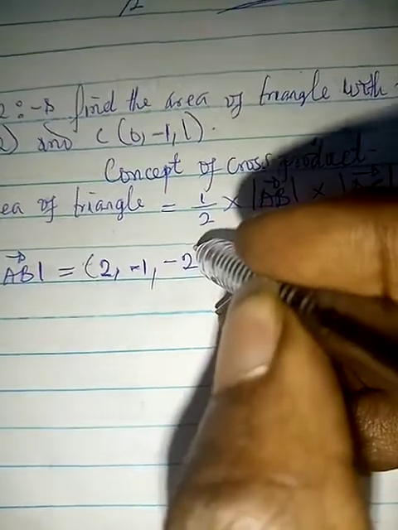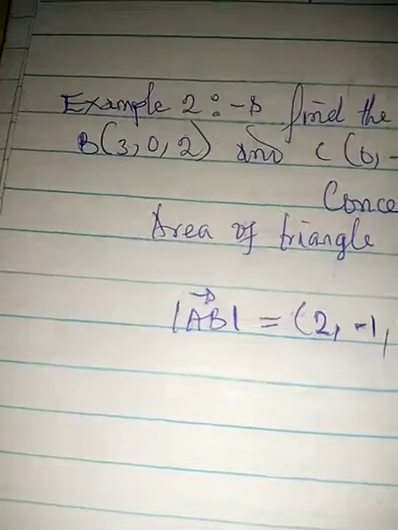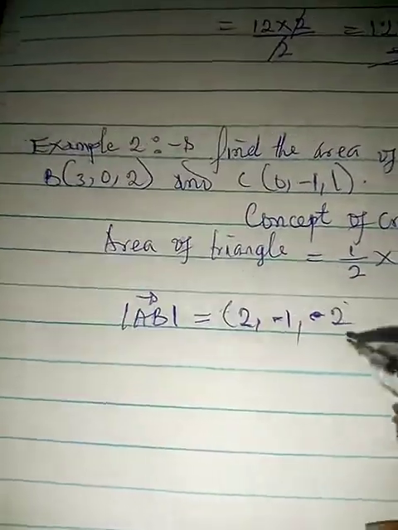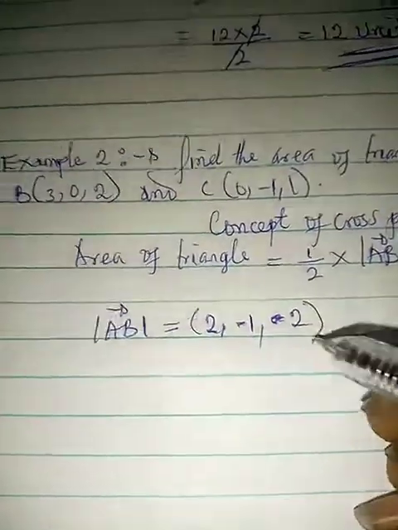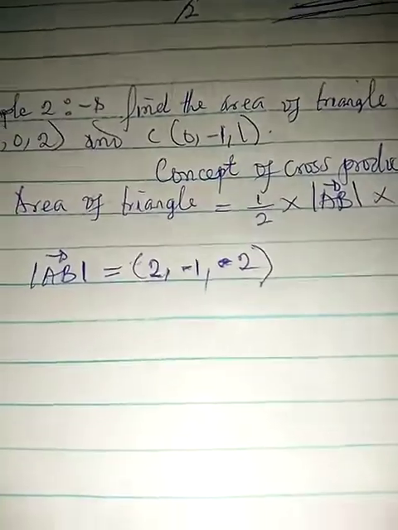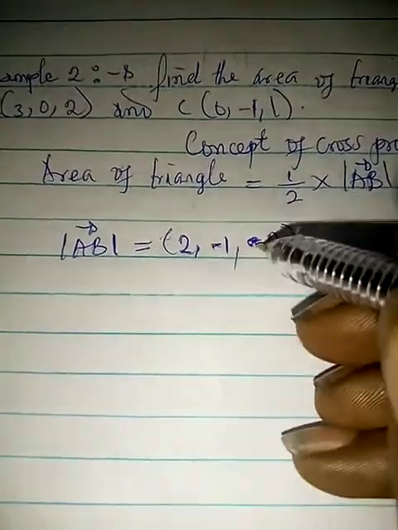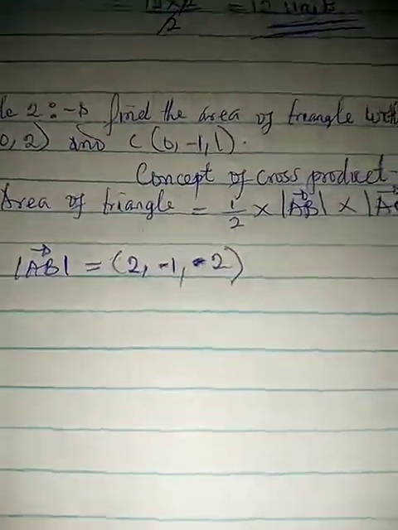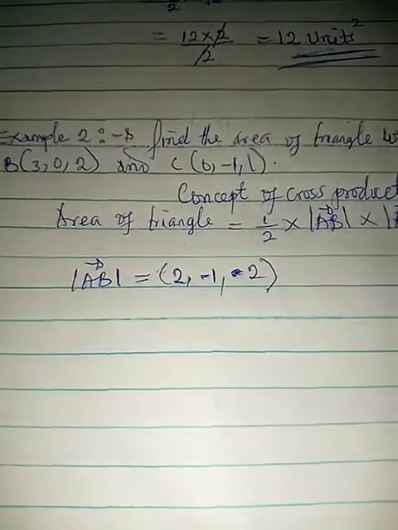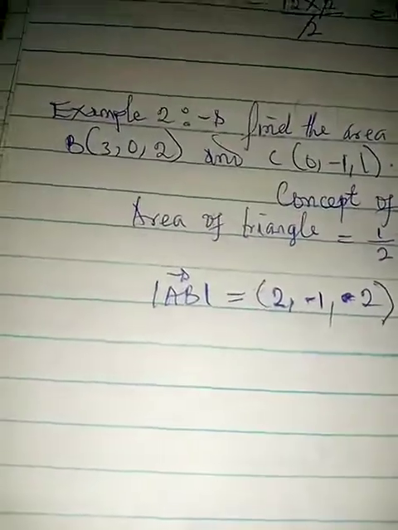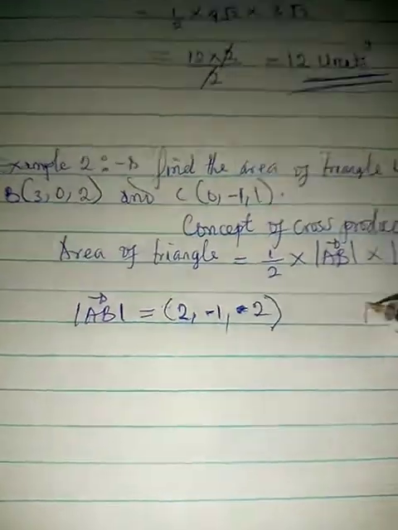2 minus 0 will be 2, because 0 is nothing, so it's going to be 2. So let's close it like that. So we have 2, minus 1, 2. Please, there is no minus here, because 2 minus 0 is like you are saying 2 minus nothing, that is 2. Okay, then length AC.